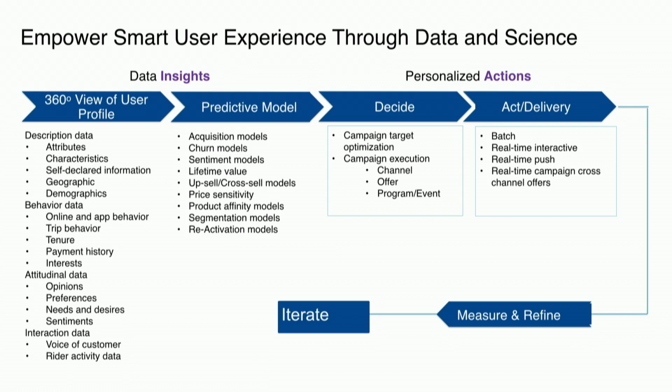All right, I'm not going to go over all those things, but you can think about it, most of the companies do it, right? They have this 360 view of profile. I have heard probably many times that the 360 profile is so important, right? Like for example, 360 degree of users. We all talk about that. And then we build a lot of predictive models based on those particular users, and we decide and we iterate, right? So smart user experience from data and science, that is very critical.